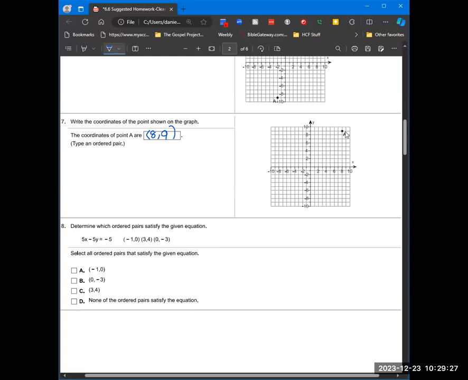That's going to be our last problem for this video. We'll come back and we'll talk about this problem next time, where we determine which ordered pairs satisfy a given equation. So we'll see you for the next video.